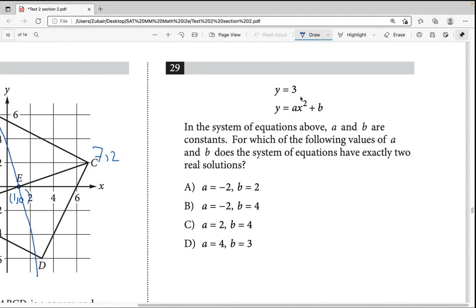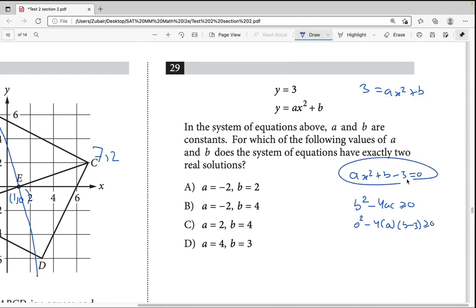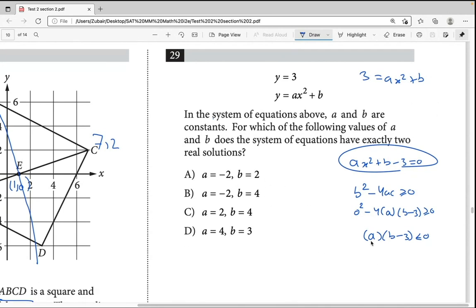Now, if I just solve them, anyone would do this. Equate y with y. Rearranging, ax squared plus b minus 3 equals 0. So I need values of a and b to see if they're real or not. In this case, b squared minus 4ac, for it to be real, should be greater than or equal to 0. b in this case is 0 already. a is a and c is b minus 3. So there was unknown, it is still unknown. So basically I'm getting, for b squared minus 4ac, I have a times (b minus 3) less than or equal to 0. So using the first one, minus 2 into 2, that is minus 2, 2 minus 3.